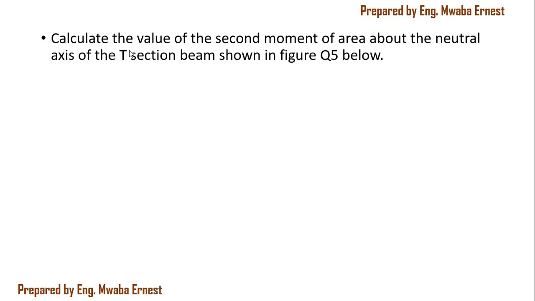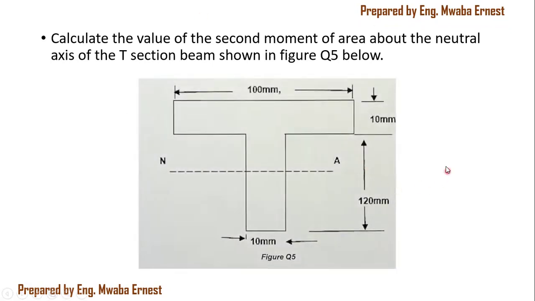So here's our next question. It says, calculate the value of the second moment of area about the neutral axis of the T section beam shown in figure Q5. Now, this figure Q5 has one catch. We've already been guided as to which neutral axis they are talking about. Neutral axis NA. So these are the dimensions: 100 by 10, then 120 by 10.